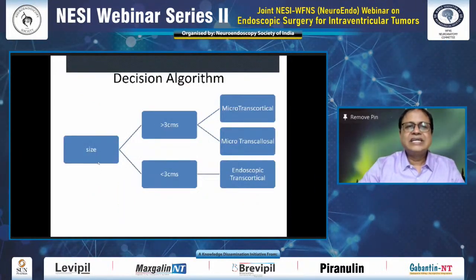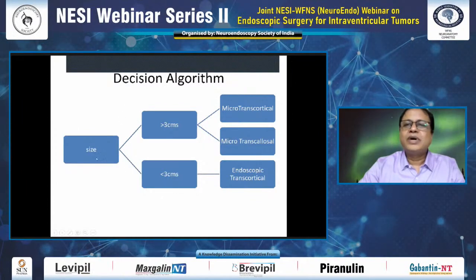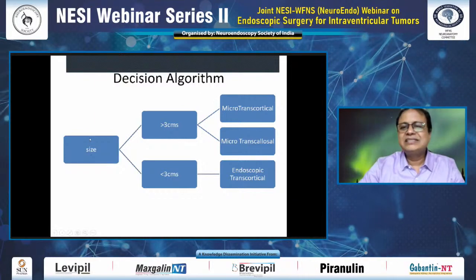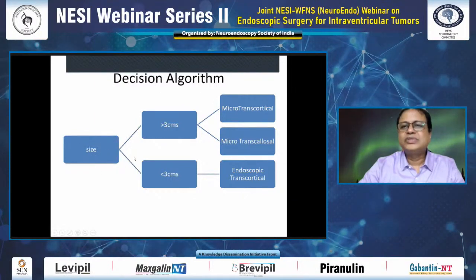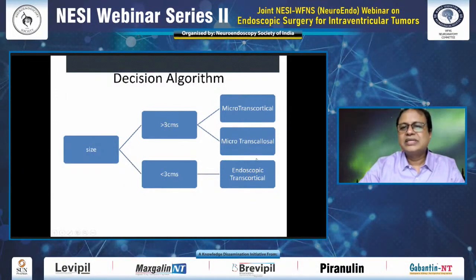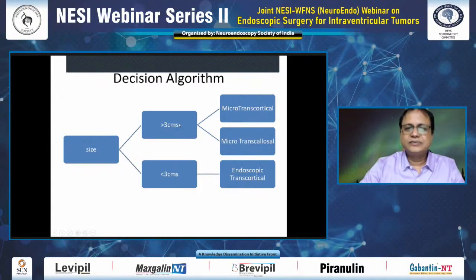So how do you decide what approach to use when you get a patient with an intraventricular tumor? It should be decided depending on size. If it's less than 3 centimeters, one can do an endoscopic transcortical approach. But if it's more than 3 centimeters, one has to decide whether to do a microscopic transcortical or a microscopic transcallosal approach, depending on the size of the tumor.